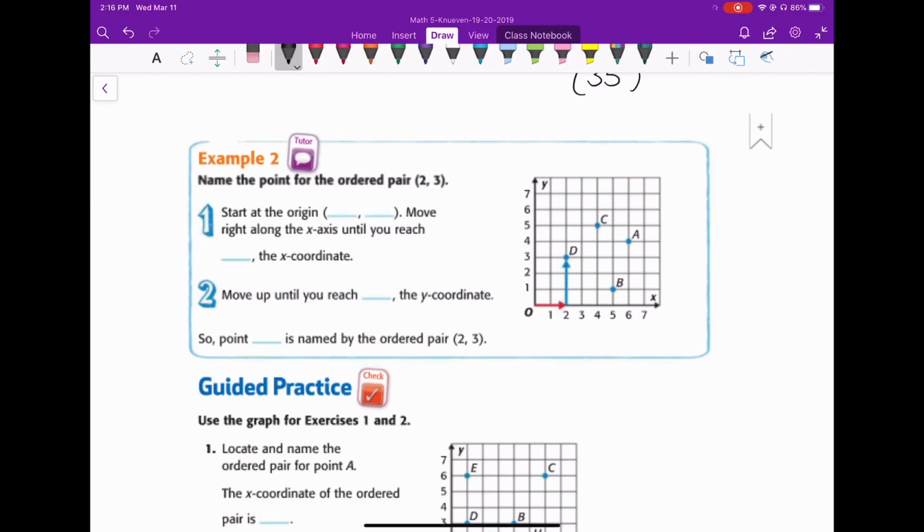So let's do another example here. So again, we're going to name the point of the ordered pair that's at 2, comma 3. So again, I start at the origin, which is 0, 0, right? That's where we're starting from. And then we are going to move to the right twice. So that means our x-coordinate is 2. And then we're going to go up 1, 2, 3, which is our y-coordinate. So point D is named by the ordered pair 2, comma 3.